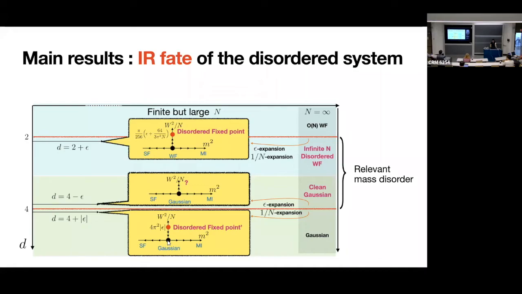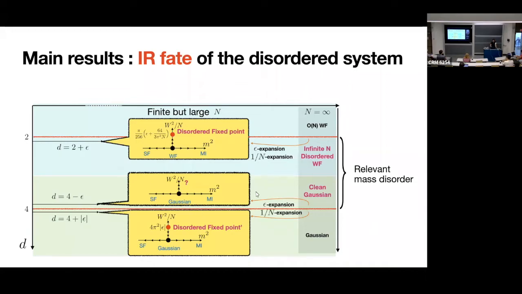And above 4 dimensions, if we perturb the system by a very small disorder, then the system will flow back to the Gaussian fixed point. But once the disorder strength is larger than some value in the UV, then it will flow away. This somehow makes sense because we can imagine for any clean system, if we put in large enough disorder, in the IR limit, the system would behave differently as compared to the clean system.